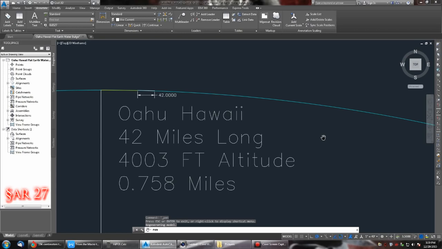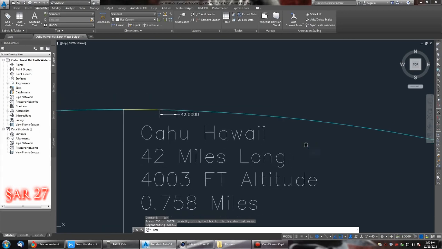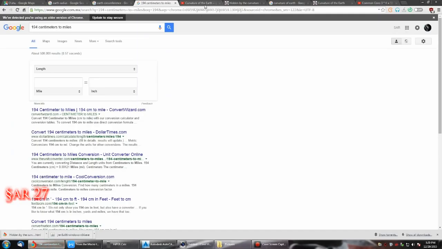Hi everyone. I thought I was done, but I ran across something else that somebody tried to pass by again, trying to tell me that I'm doing the wrong curvature again, because they say that it's 8 inches per mile, and if it's 9 miles times 8 inches, it's going to be 72 inches of a drop. Okay? Let's take the time to find out where they got this information from, because it's pretty funny.